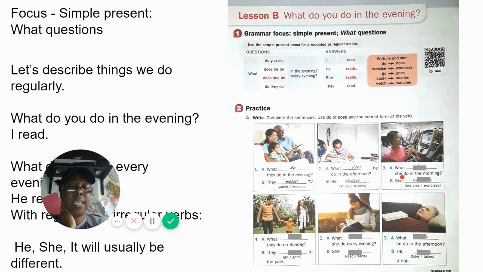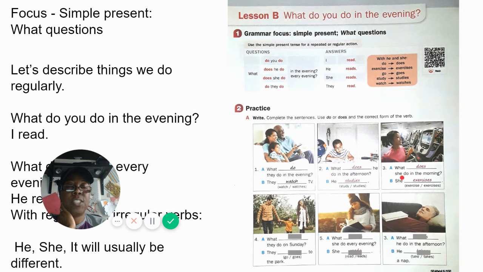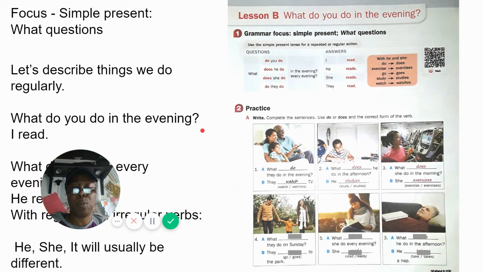Number 3, she is our subject. What blank she do in the morning? She, what's our answer? What does she do in the morning? She exercises. What does she do in the morning? She exercises.